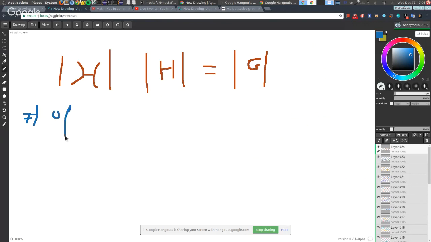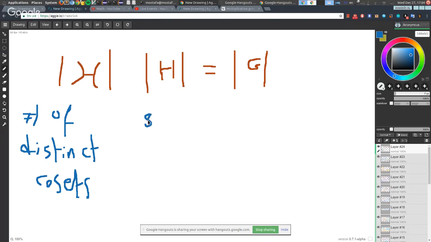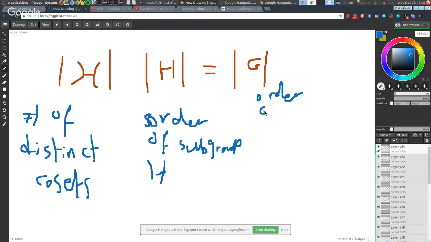So the number of distinct cosets times the order of the subgroup H is the order of the main group G. So as we can see here, G is actually divisible by H from this equation, which is exactly the Lagrange theorem.